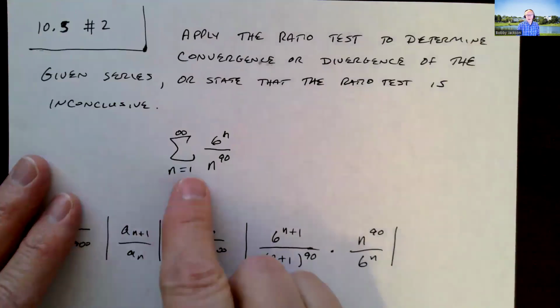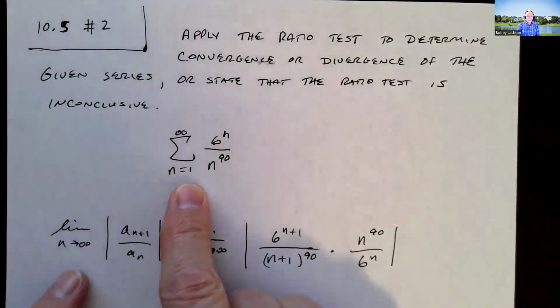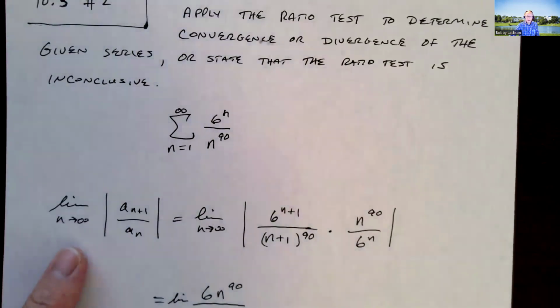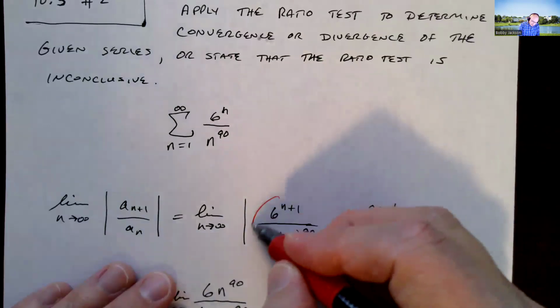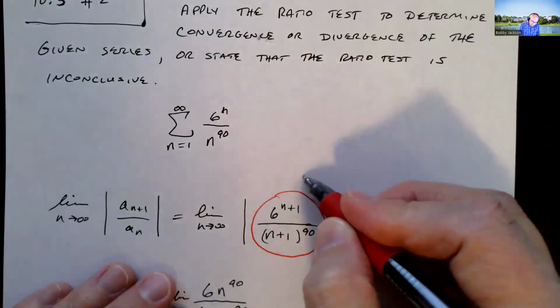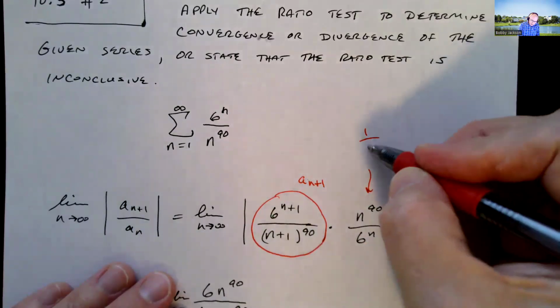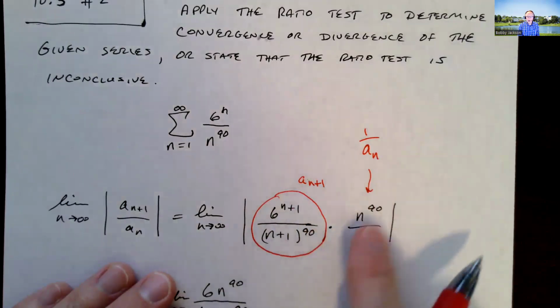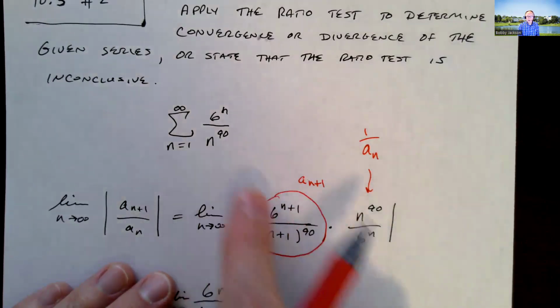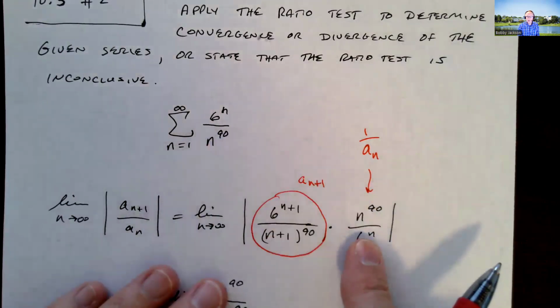So let's take a look at the problem. We want to apply the ratio test to this. So I'm going to take a look at the limit as n goes to infinity of a sub n plus 1 to a sub n. So this right here is the a sub n plus 1, and this over here is the 1 divided by a sub n, right? So instead of dividing, I multiply by the reciprocal here. All I'm doing here is replacing n with n plus 1, and then here I'm doing the reciprocal.